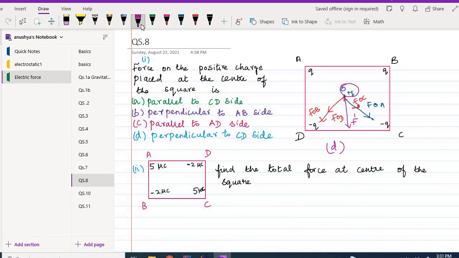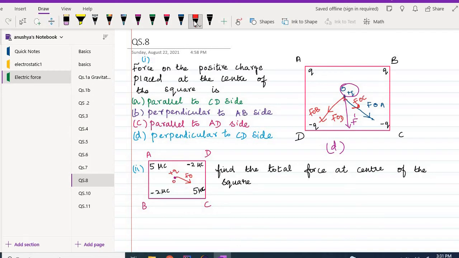Okay, now find the next one. Find the total force at the center of the square. Again, you are placing a positive charge there. Let the positive charge be plus Q. Both are positive, plus 5 microcoulombs, right? So this charge 5 will repel this Q, and it will be repelled in this direction. Let the center be O.